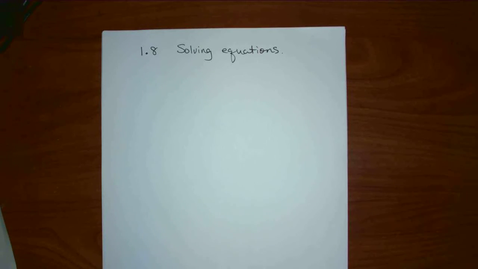So solving equations, we said if it's quadratic, like has an x squared in it, you do one of two things. Factor it, or if it's too hard to factor, or you can't factor it, you use the quadratic equation. So you need to know the quadratic equation. Those two methods are how you solve it.